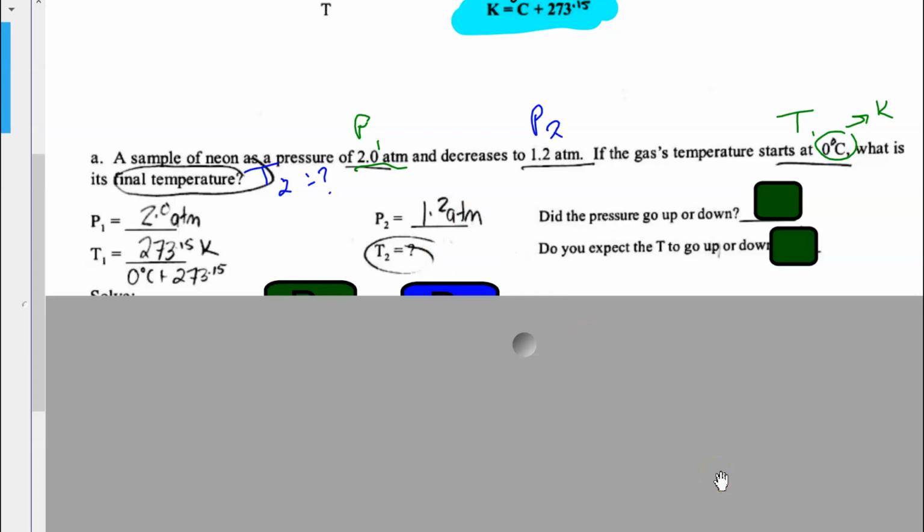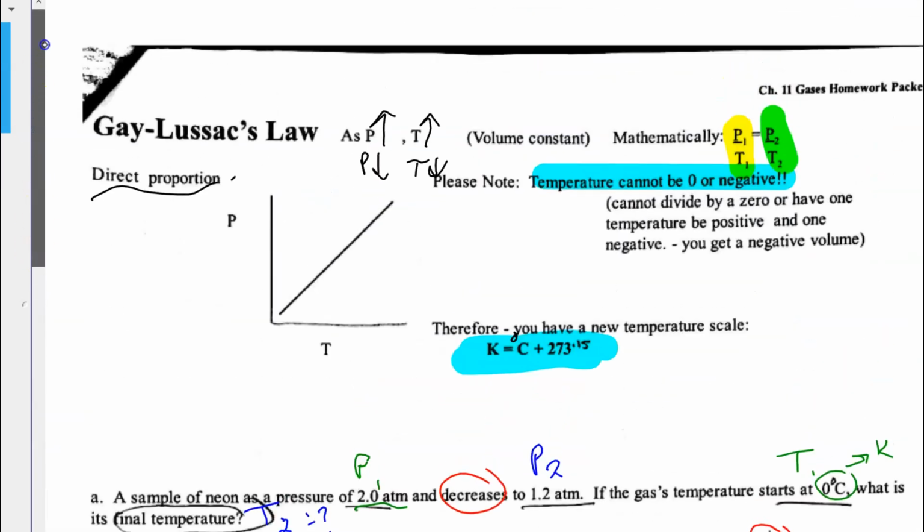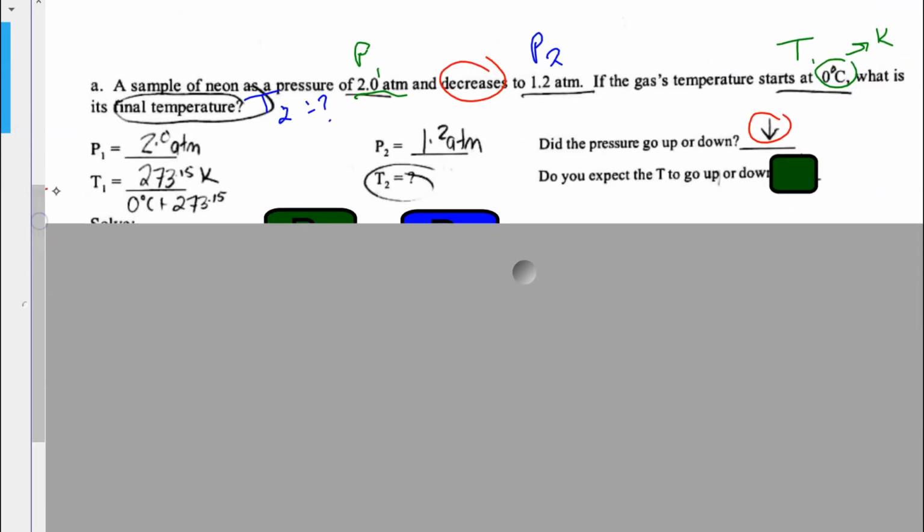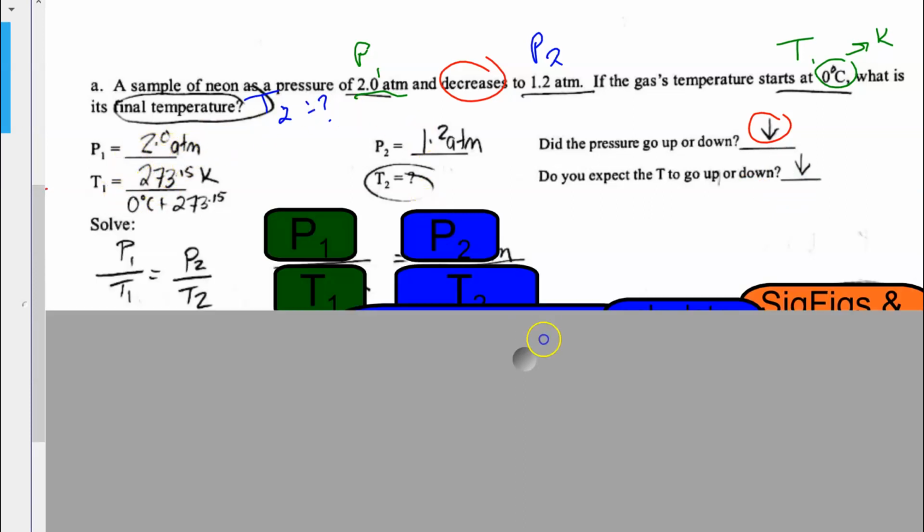Before we start, we want to make a good prediction of the answer. Pressure went from 2 to 1.2. Pressure decreased. The other key word is that the problem actually tells you it decreased. So if pressure decreases, and we know that pressure and temperature are directly proportional, what do you expect will happen to the temperature? Temperature should also go down. So we should see a decrease from T1 to T2.